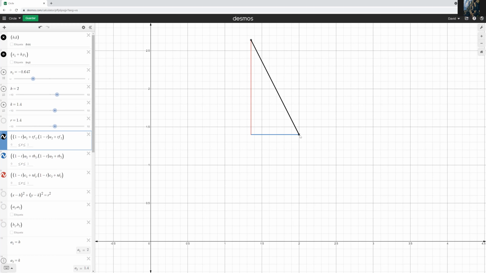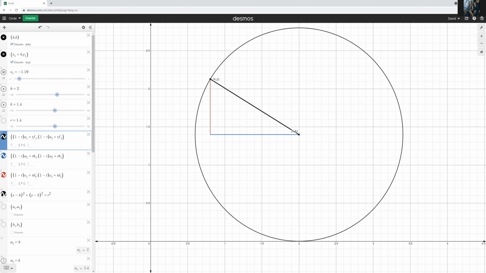Now, if we call this point, the one that we have down here, h, k, or the center of the circle, and this point right here, x, y, or for that matter, any point on the circumference, you will see that what we end up with is a circle. So that means that the equation that will describe any circle will have its foundations on the Pythagorean theorem. So let's see how that happens.